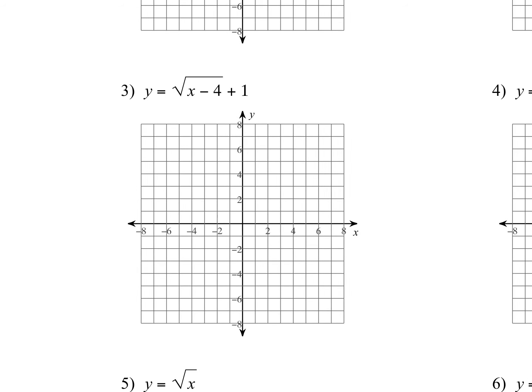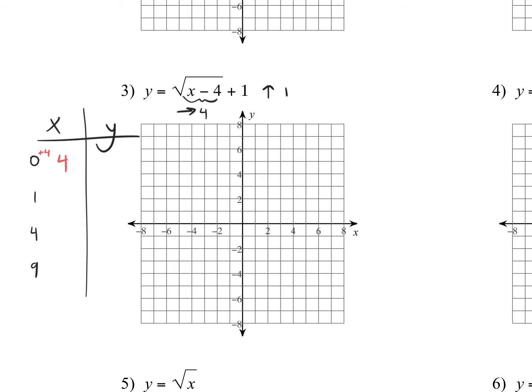Okay, number 3, x's and y's. Inside here, this x minus 4 means that my x values are going to shift to the right 4, and this plus 1 means I'm going to shift up 1. So normally my x values are 0, 1, 4, and 9, but I am going to add 4 to all of these to give me my new x values.